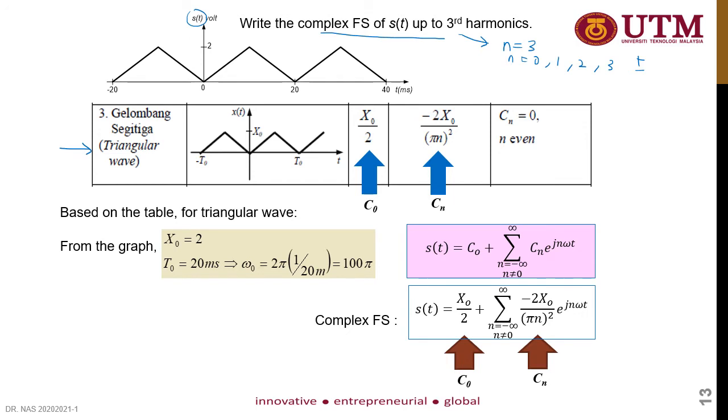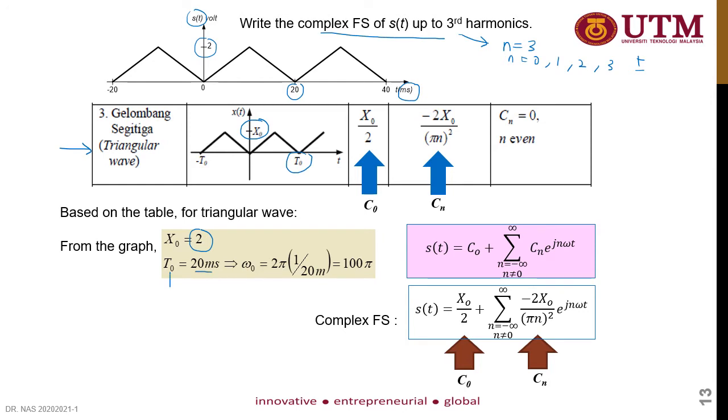So then you need to identify the parameters from the table. So in this case, x0 equal to 2 volt. So x0 equal to 2. And then your t0 is equal to 20 millisecond.